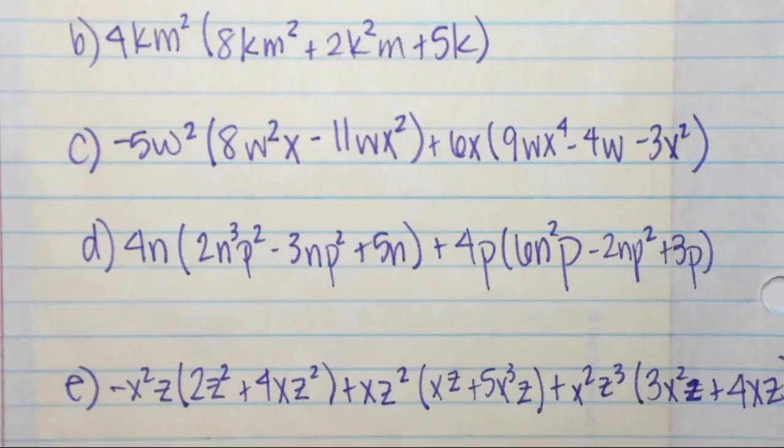Okay, now on C, D, and E, you need to distribute and then combine like terms. We can do it. I have all the faith.